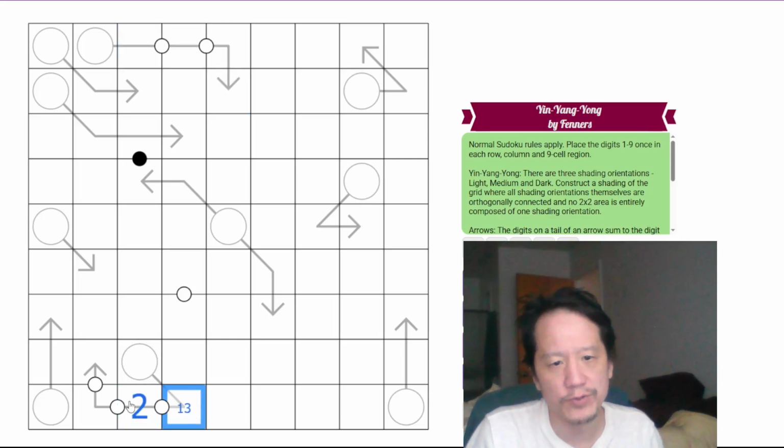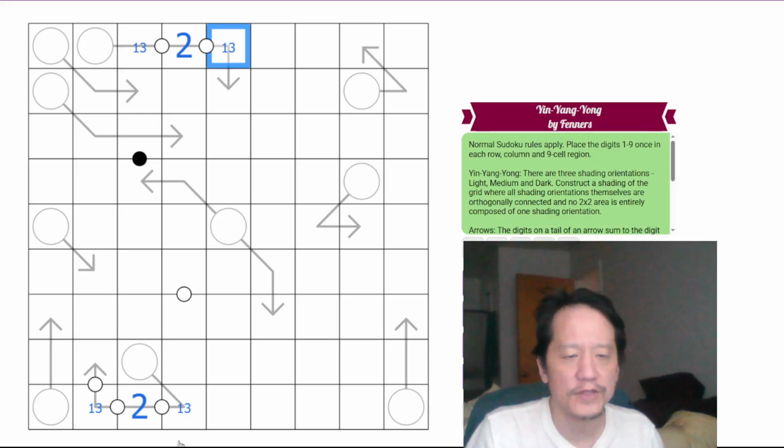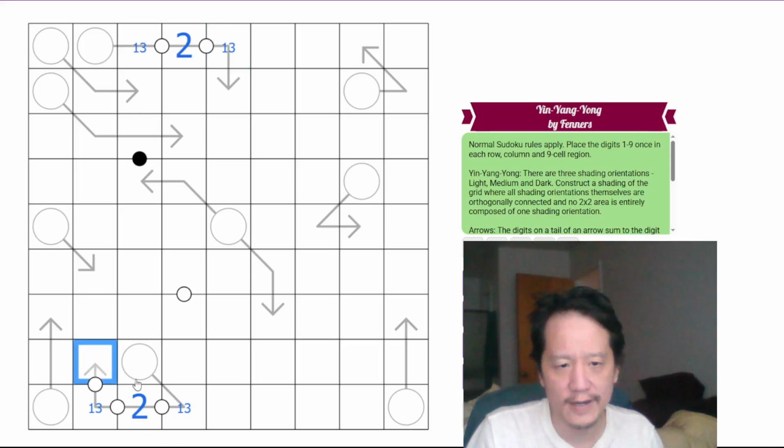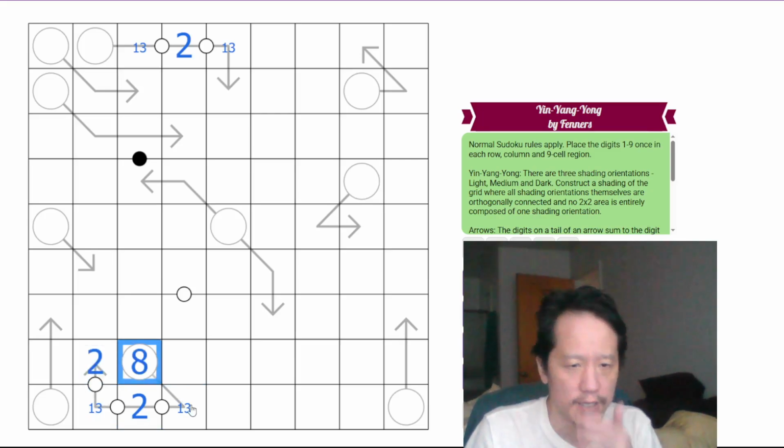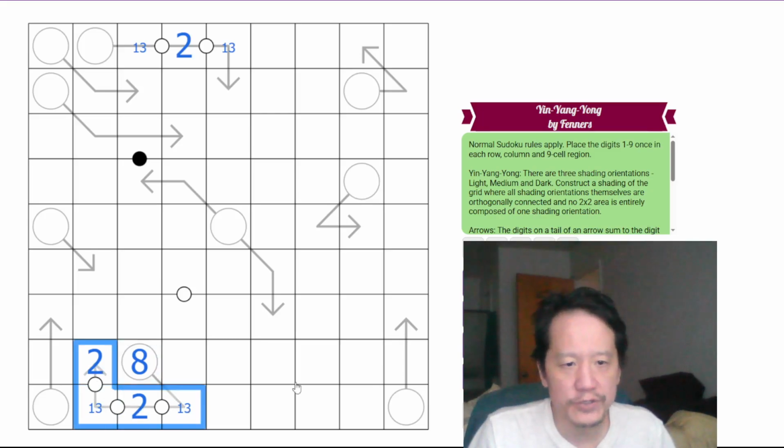So this has to be 2. This is 1 or 3. This is 1 or 3. This is 2. This is 1 or 3. And this is 1 or 3. The thing is, though, this digit has to be consecutive with 1 or 3. And if it's 4, this would add up to 10, and that's not allowed. So this must be 2. This must be 8.